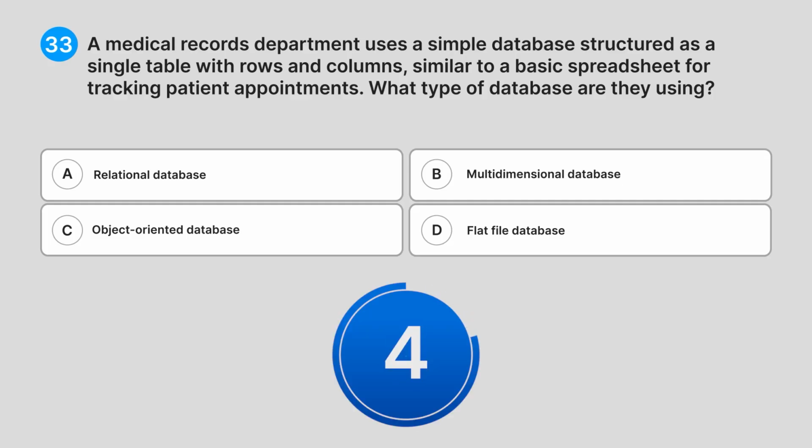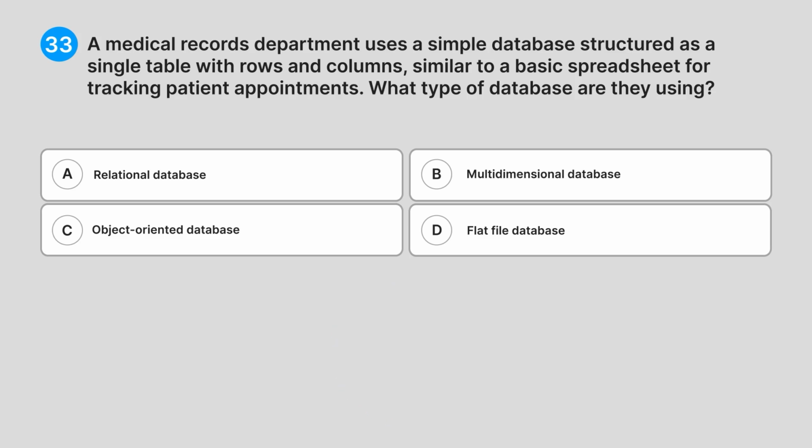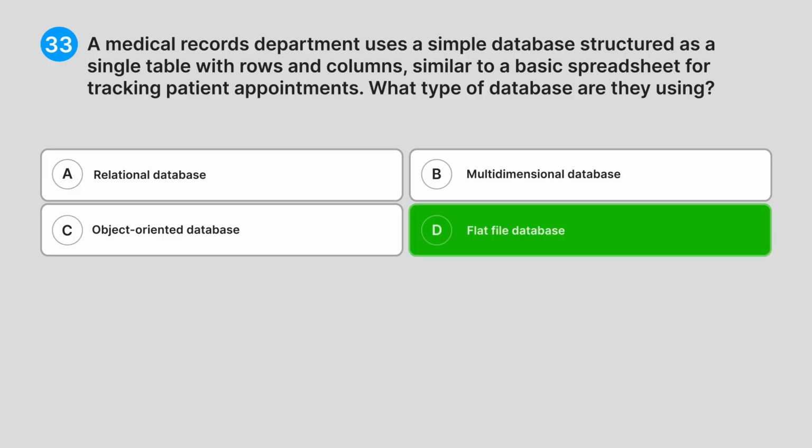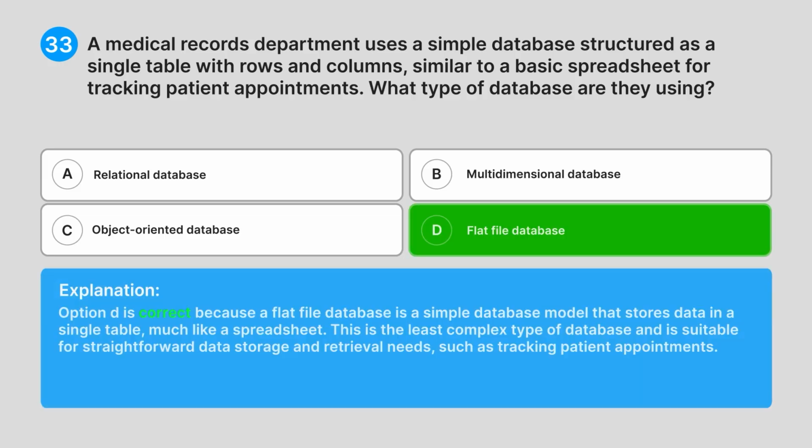Can you guess the answer? Correct answer, D. Flat file database. Explanation: option D is correct because a flat file database is a simple database model that stores data in a single table, much like a spreadsheet. This is the least complex type of database and is suitable for straightforward data storage and retrieval needs, such as tracking patient appointments.